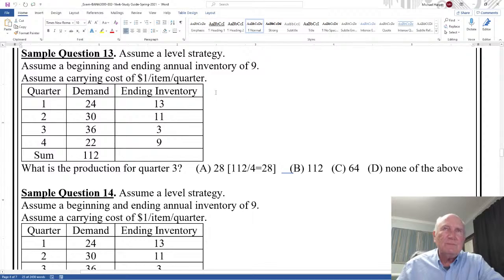Okay, now we get into some assuming a level strategy. The beginning and ending annual inventory is 9. Assume a carrying cost of $1 per item per quarter. What is the production for quarter 3?